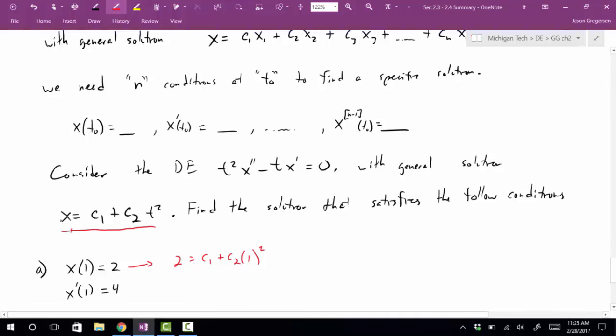Well, if I know what x is, though, I know that x prime is just the derivative of this guy. Derivative of a constant is 0. The derivative of the second piece is 2c2 times t. So I've taken the derivative of my solution to get an expression for x prime. And now I use my second condition on that. X prime is equal to 4 when t is 1.